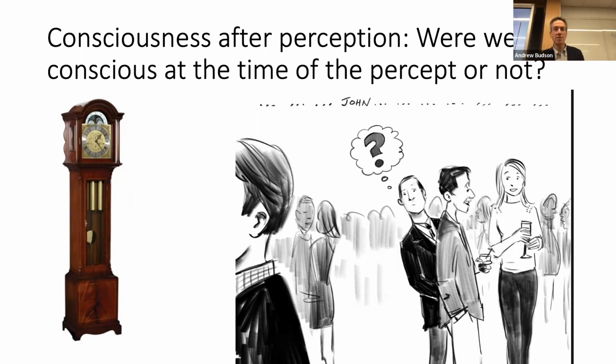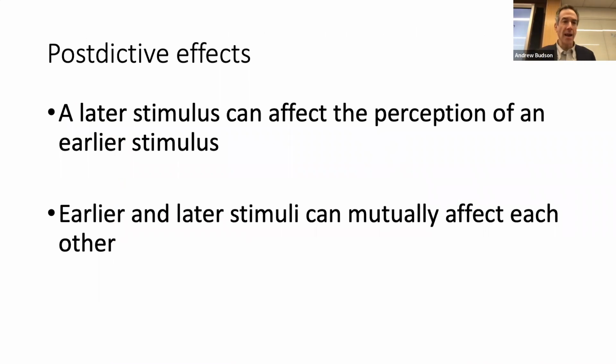So were you conscious at the time or not? And this brings up scientifically these effects that are so-called post-dictive, right? A predictive event is when you're predicting things into the future. A post-dictive event is when things are going the other direction, happening in the past. And this is when a later stimulus can affect the perception of an earlier stimulus.